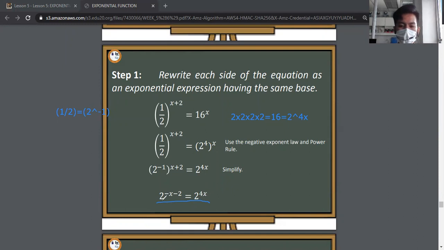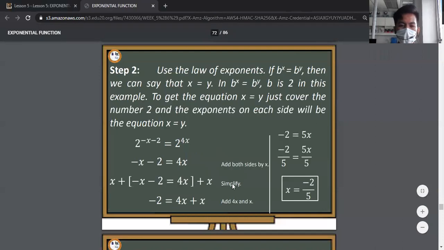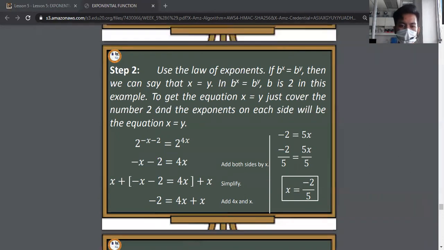Dahil parehas na po yung base po natin na 2, pwede na po natin kunin yung value ng x po natin. So, x minus 2, ito po yung exponent po natin na huwag mali dito. So, negative x minus 2 is equal to 4x. Then, transpose po natin tong negative sa kabila. Magiging positive. So, plus 2.